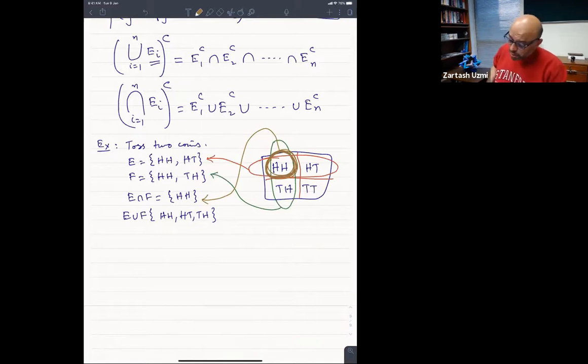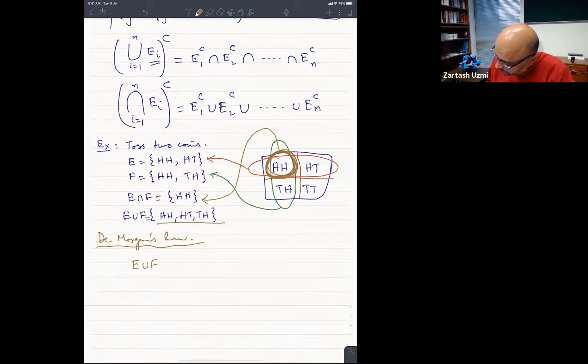Okay. And the union of E and F is वो रेड और ग्रीन वाले का यूनियन है. ठीक है. डी मॉर्गन्स लॉ लगाते हैं. E union F, which is these three guys, उसका कॉम्प्लीमेंट लेते हैं. तो डी मॉर्गन्स लॉ में क्या बताता है? वो कहता है कि ये होगा E कॉम्प्लीमेंट इंटरसेक्शन F कॉम्प्लीमेंट.